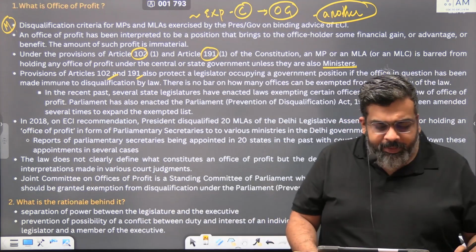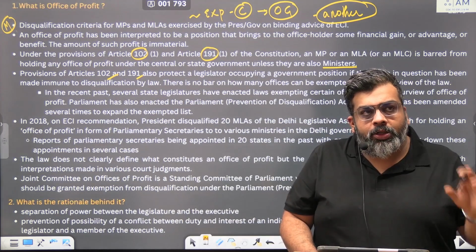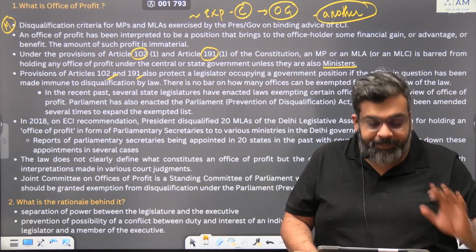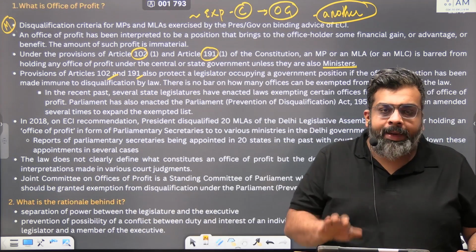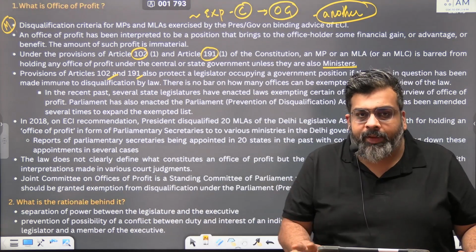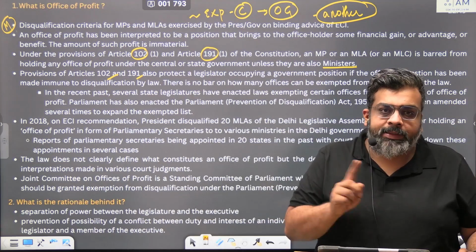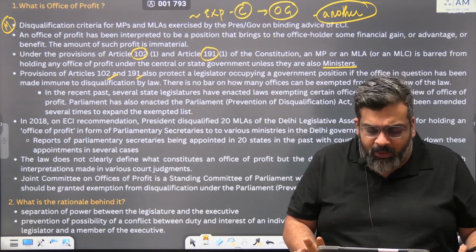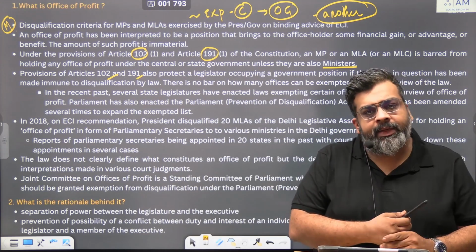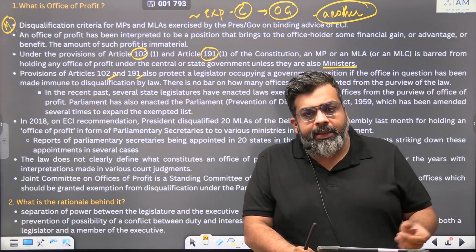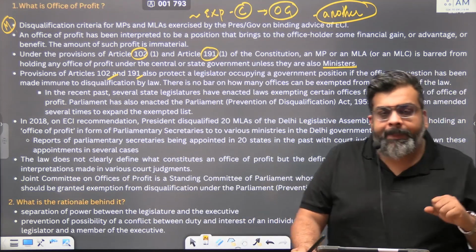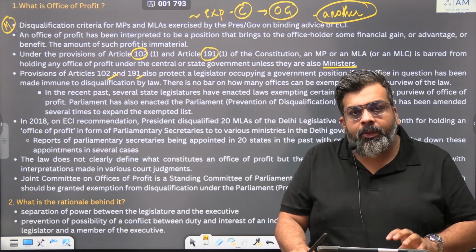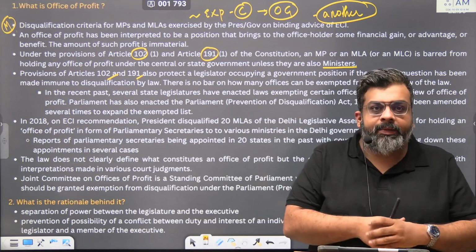In fact, very recently in Delhi, 20 MLAs of Delhi were disqualified on the grounds that they were holding the position of a parliamentary secretary to the minister. The idea is you can be disqualified for office of profit unless that office is exempted under law. And several state legislatures have enacted such laws, and the parliament also has enacted a law which is called the Parliament Prevention of Disqualification Act of 1959. And this Parliament Prevention of Disqualification Act of 1959 is primarily based on the recommendations of the Bhargav Committee, whose primary job was to examine as to why such instances were even reported in the first place.